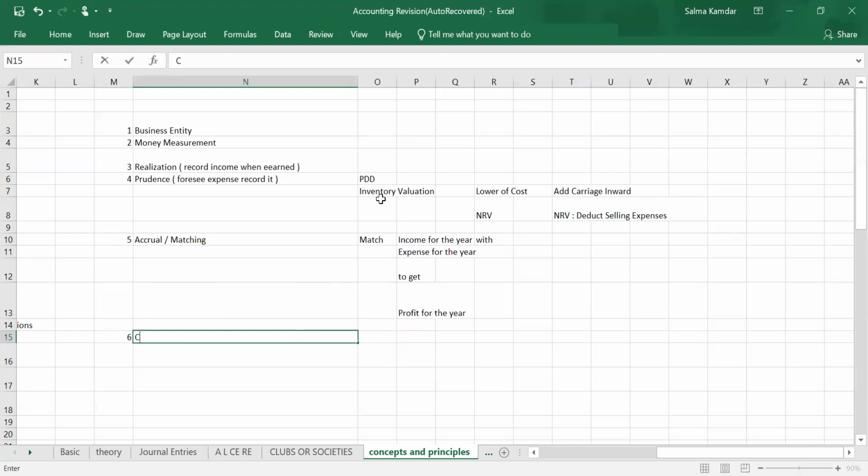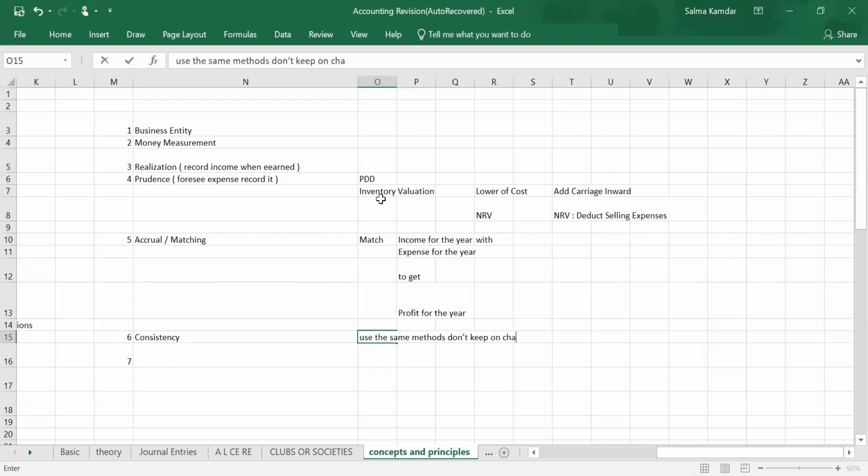Consistency. What does consistency tell? When you are doing something consistently, keep on doing it. Keep with the same method and use the same methods until you have a better method and a good reason to change. Don't keep changing. Yeah, okay. What else?